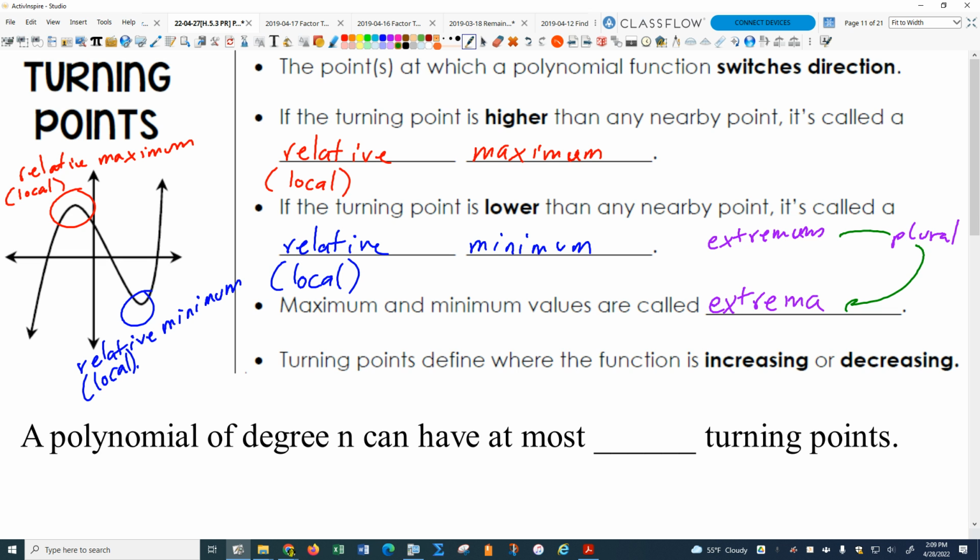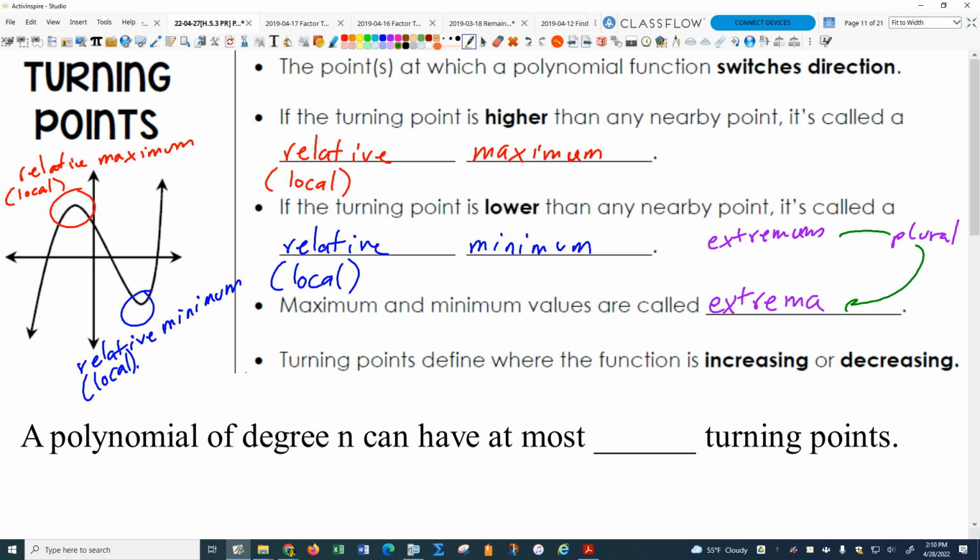Okay, turning points define where the function is increasing or decreasing because they're the boundaries. We would say that this function increases to the left of the relative maximum and to the right of the relative minimum, right? Those are the places where the ant is walking uphill. The function is decreasing to the left of the maximum and, sorry, I said that backwards, to the right of the maximum and left of the minimum. So between the two would be the interval where it's decreasing.